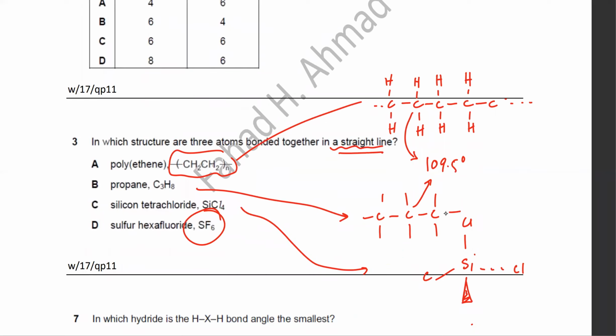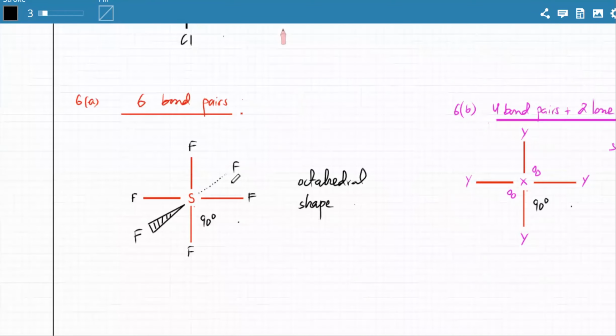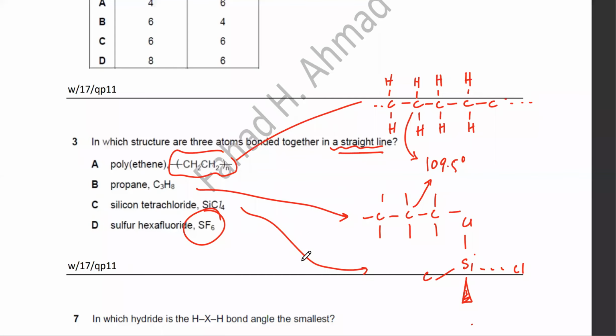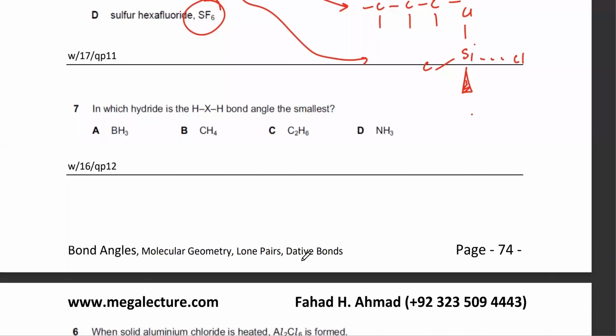SF6 is where 3 atoms are bonded together in a straight line. We drew SF6. So 3 atoms are bonded in a straight line. You've got fluorine, sulfur, and another fluorine. So they are arranged in a straight line. This is the molecule where they are arranged in a straight line. Okay, is this clear? Yes, sir.